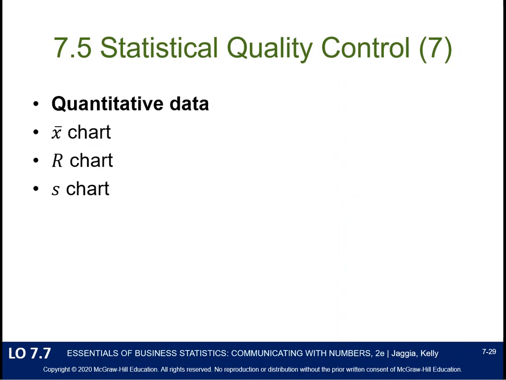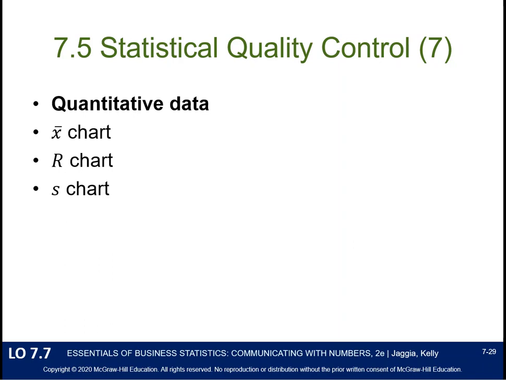So for quantitative data, we've got a couple of different charts that we can use. The X-bar chart, remember, is the mean. So this is monitoring the central tendency, or the mean, of the production process. So one of the examples we're going to look at is a machine that is filling jugs with milk, and we're measuring the mean of how much milk is put in the jug.